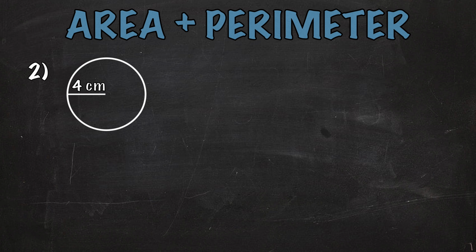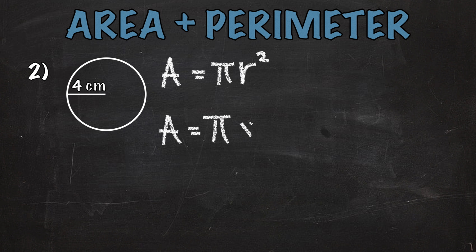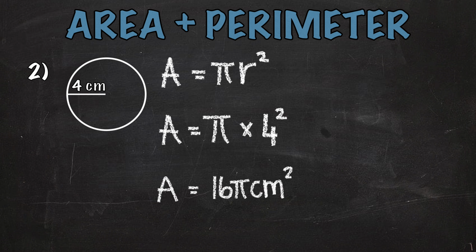Here we have a circle with radius of 4 centimeters, and we have to find out the area and the perimeter. Let's start off with the area. So the first thing we do is write the formula down. Area is equal to pi times radius squared, and we substitute our number in. So we get area is equal to pi times 4 squared, which gives us an answer of 16 pi centimeters squared. Now to work out the perimeter, we will write the formula down.